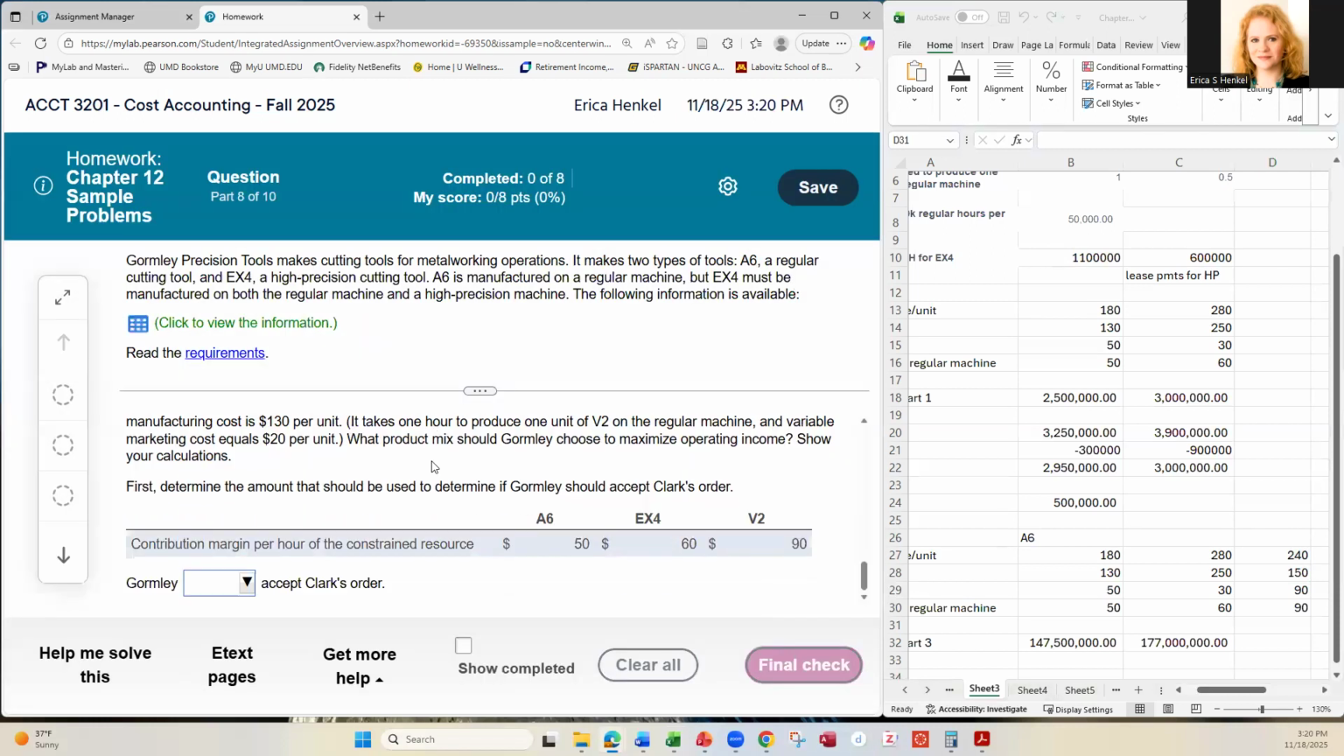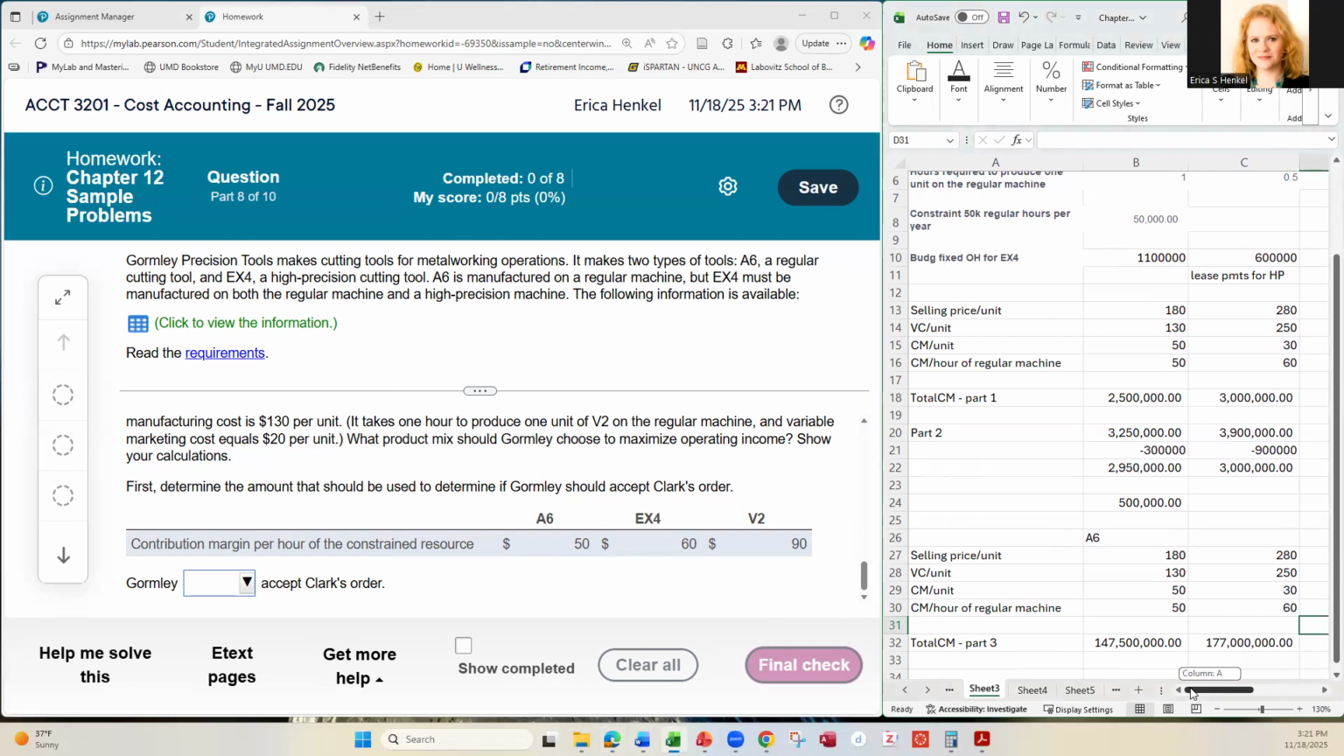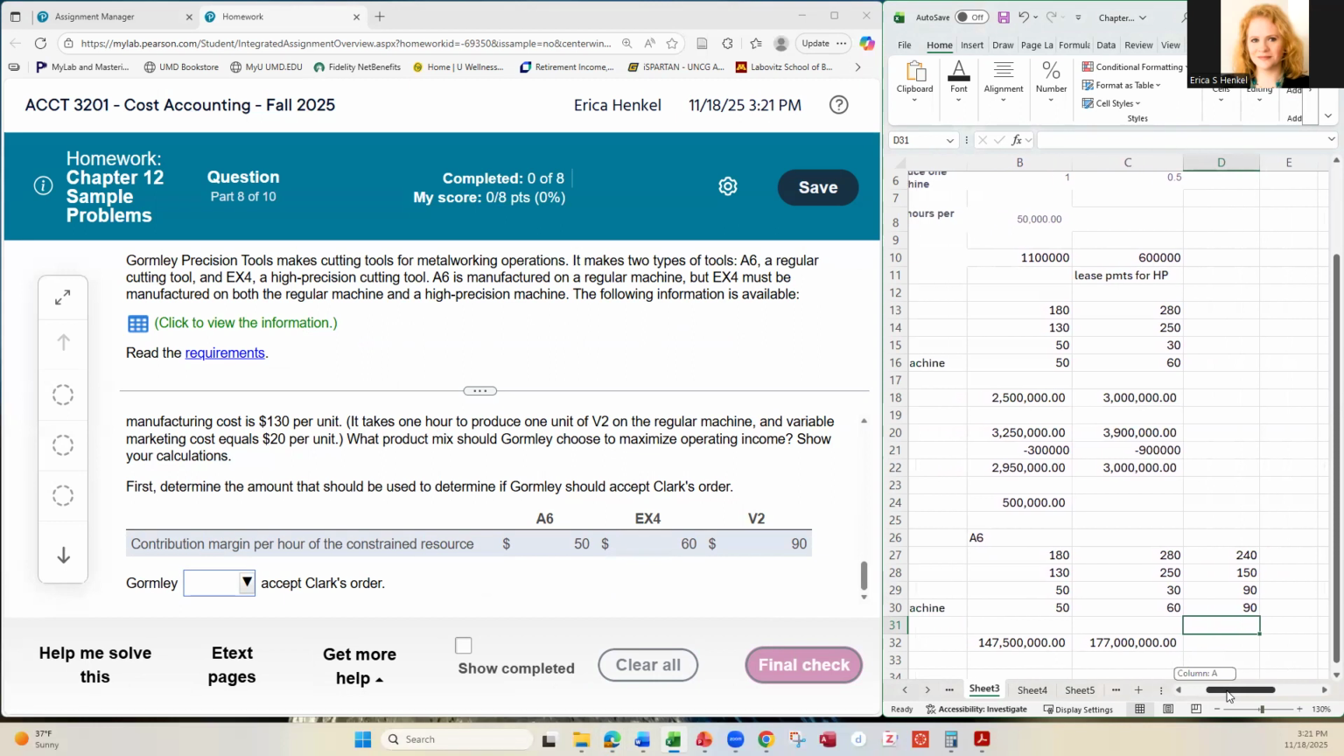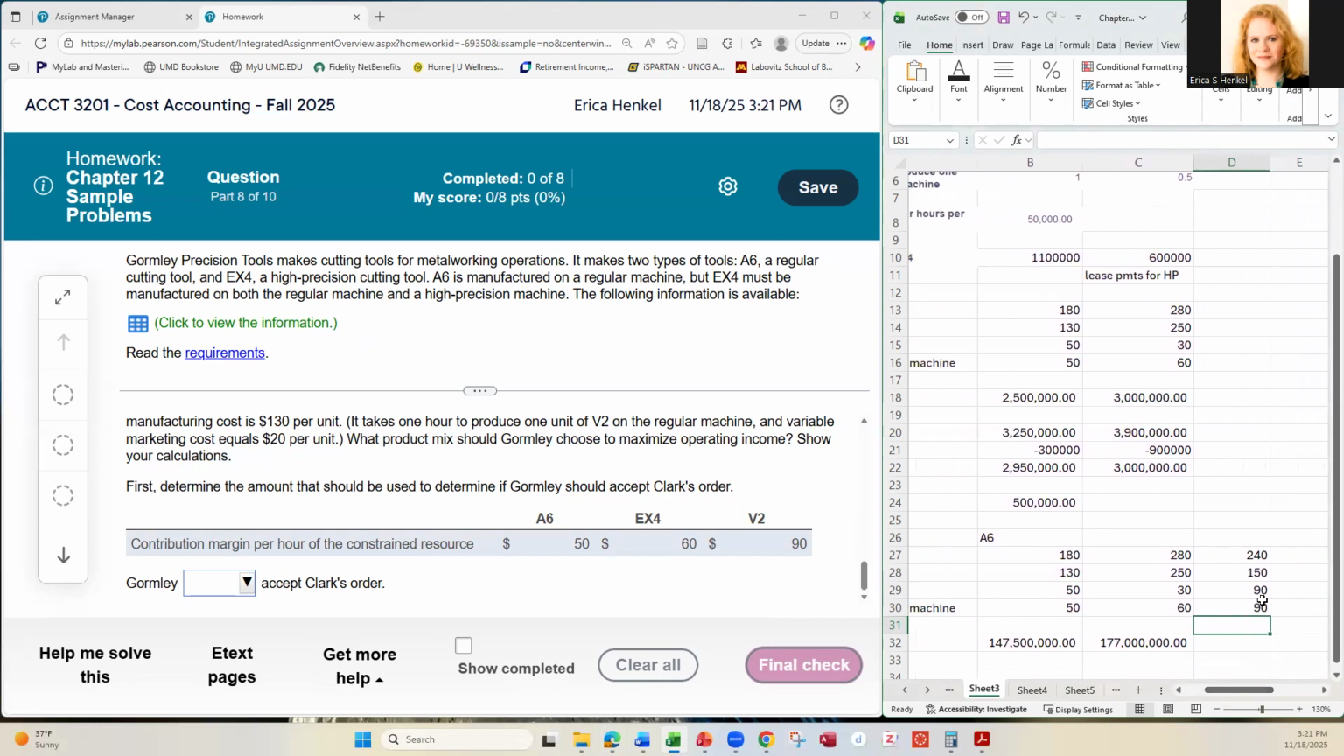Okay. So in terms of that, normally what we would want to do is pick the item that has the highest contribution margin per unit of constraint. Okay, so our regular machine hours are the unit of constraint here. So that's what we would choose because this new product does have a higher contribution margin per unit. So we should accept that order.